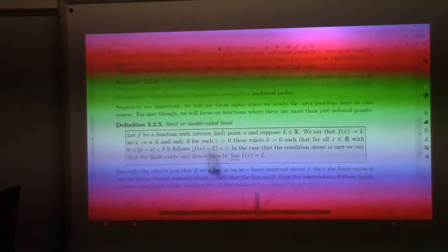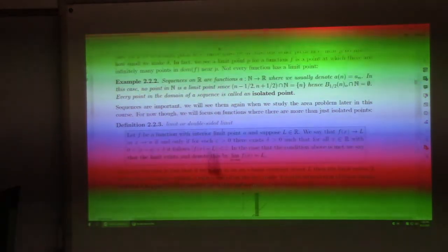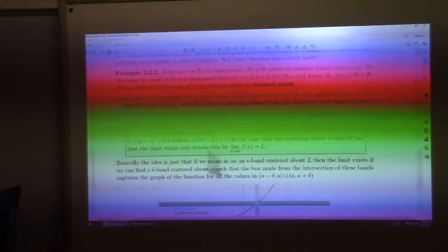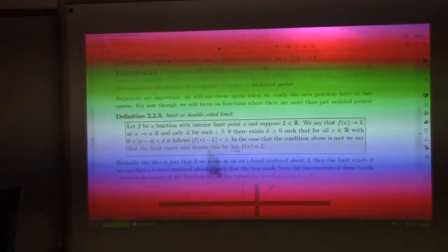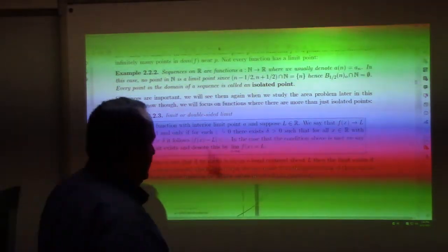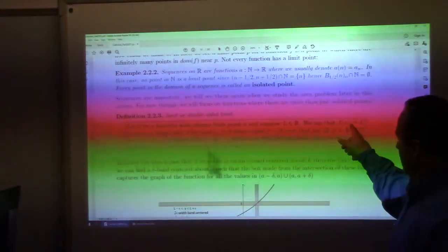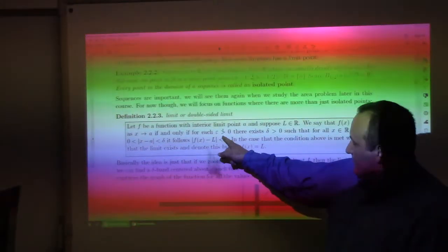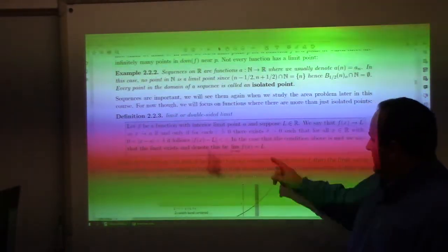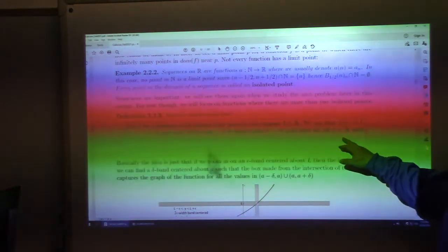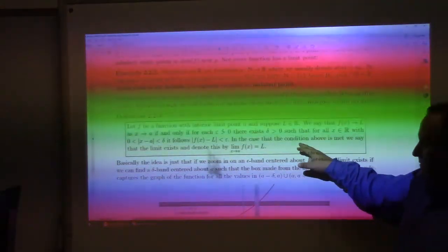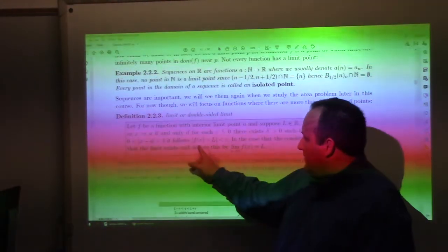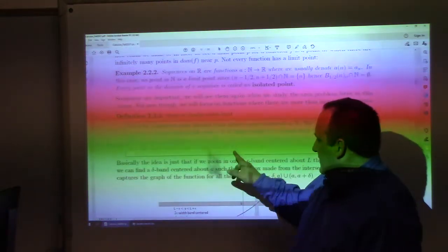And then here it is. Here's the definition of a limit, all right? Let f be a function with interior limit point a, and suppose L is a real number. We say that f of x goes to L as x goes to a, if and only if for each epsilon greater than 0, there exists a delta greater than 0, such that for all x with 0 less than absolute value of x minus a less than delta, it follows that the absolute value of f of x minus L is less than epsilon.